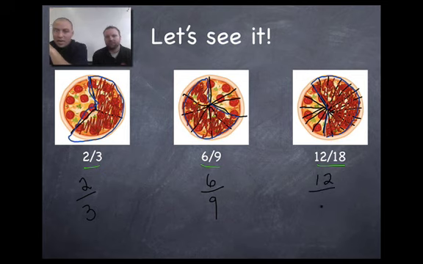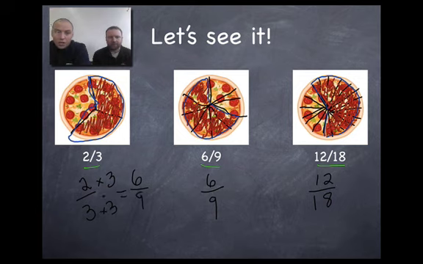So I'm going to line these up top to bottom, and I'm going to show you how I know they're equivalent. Okay, I can pick any number and multiply the numerator and the denominator by that same number, and I have an equivalent fraction. Watch. What's 2 times 3, Mr. Zwick? 6. Yes, it is. And what's 3 times 3, Mr. Zwick? 9. That's right. So look, 2 times 3 is 6. 3 times 3 is 9.